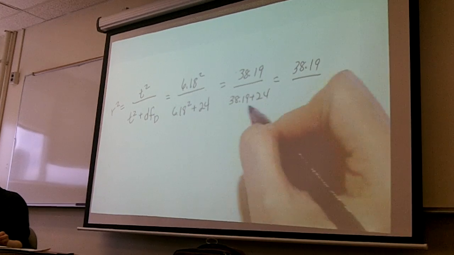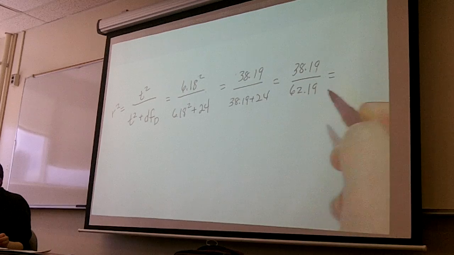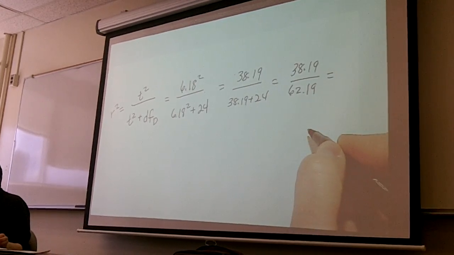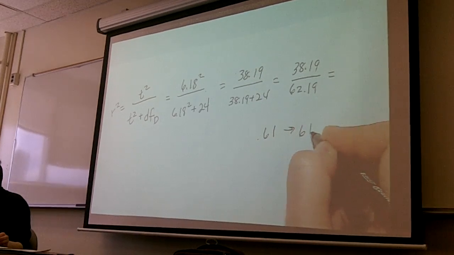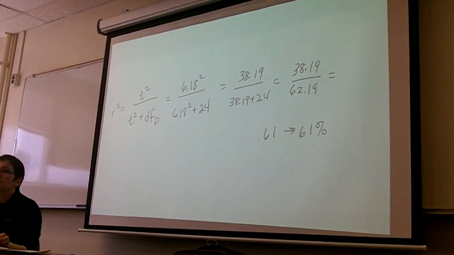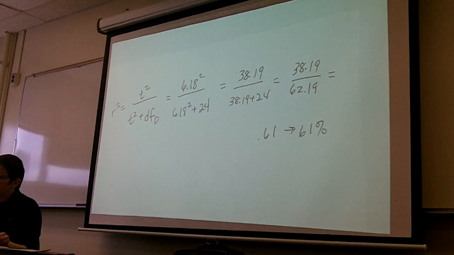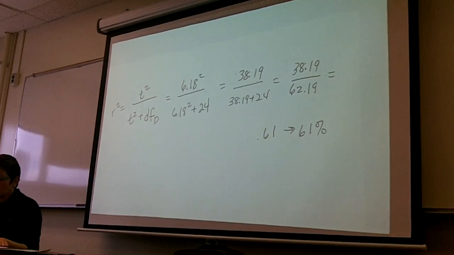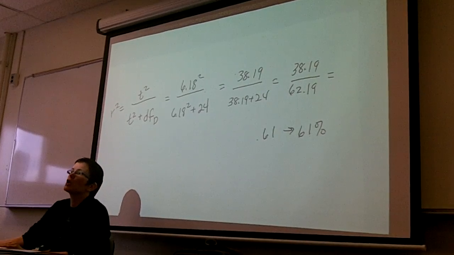And what's that come out to? 62.19. Okay. So what do we get for our R squared? 0.61 or 61%. Small, medium, or large? Large. Super large. Really large. Very large. Godzilla large. That is a very, very big effect. All right. So somebody summarize the outcome of this study for me in words.